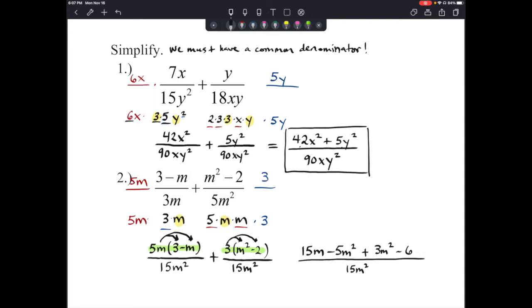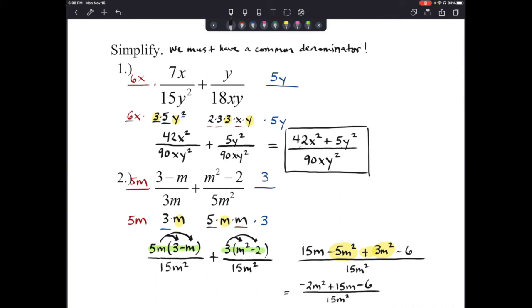And we'll need to take it here and look to see if we can simplify it down. So we do have some like terms here, negative 5m squared and positive 3m squared. When we add those together, that's going to give us negative 2m squared plus 15m minus 6 all over 15m squared. And that's looking like our answer.